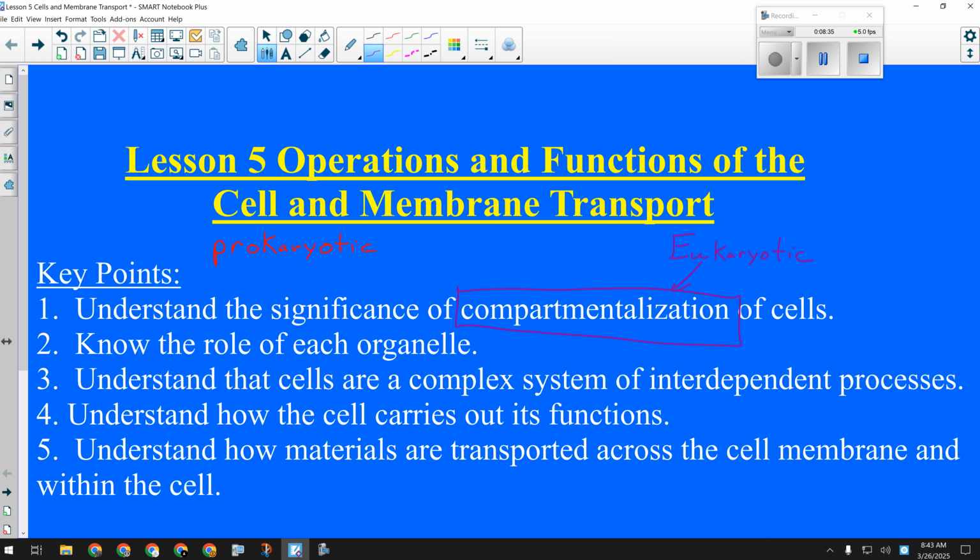Okay, we're going to know the role of each organelle. Okay, we're going to understand cells are a complex system of interdependent processes. Interdependent means they depend on each other. If one part breaks down, they all break down. Okay? Understand how the cell carries out its functions. That's the second point of the cell theory, right? Cells carry out the basic functions. Okay, and understand how materials are transported across the cell membrane, so in or out of the cell, as well as within the cell itself.